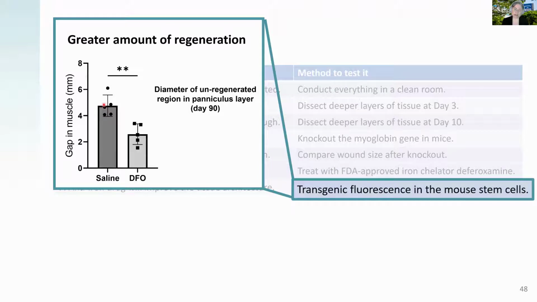The gap in muscle is the amount of muscle that simply never heals, never regenerates. You can go to day 90, which is a long time in a mouse. You can go until the end of their lifetime, it still wouldn't heal. That's the gap. And we look at the gap as a diameter and in millimeters, and that gap is way smaller when we give the drug treatment.